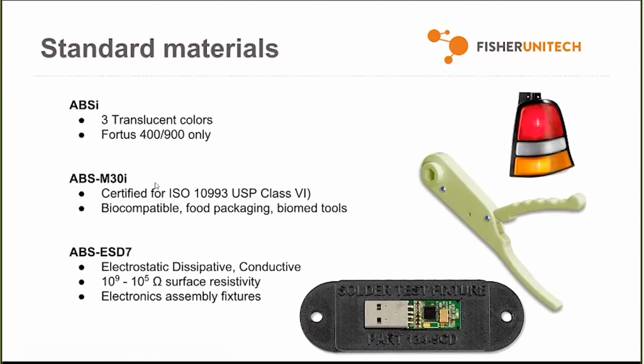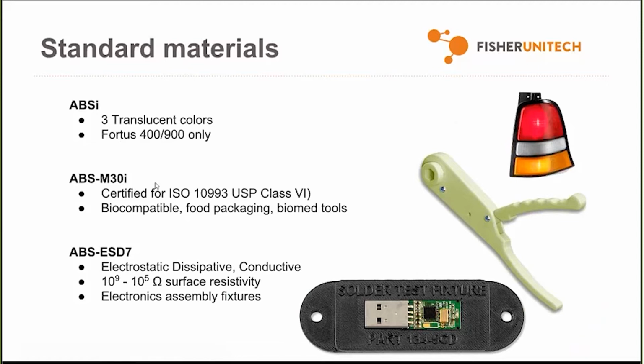All right, now ABS is available in some specialized blends. In case you're not aware of them, here are some highlights. ABS-I is translucent. It's available in 3 colors. You can see those on your screen: clear, red, and yellow. Unfortunately, they're currently only available for the Fortis 400 and 900 machines. That ABS-I is not to be confused with ABS-M30i, which is the certified ABS. It's certified for biocompatibility. So this is great for food packaging, prototypes, and basically anything that needs to be in contact with the body, as long as they've been sterilized.